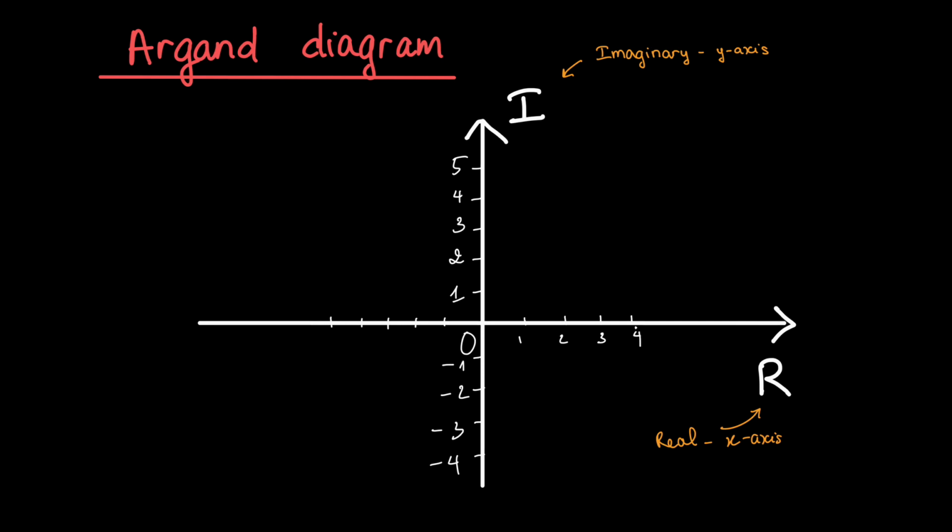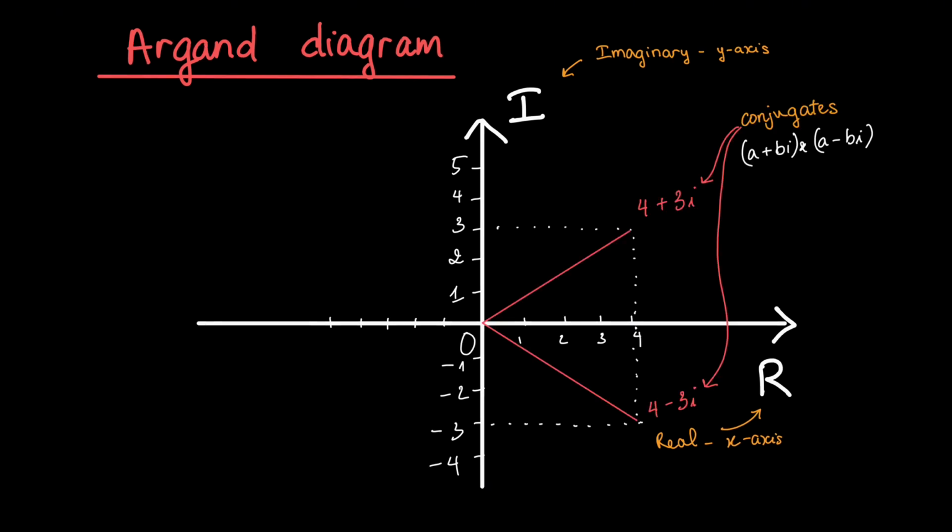And how are we going to present a complex number? First, you're going to need an Argand diagram. So basically, you just need to draw the traditional x and y axis, but instead of x and y, we're going to replace them with R and I. So R is the horizontal axis, which represents the real part, and I is the vertical axis, which represents the imaginary part. So let's take an example of 4 plus 3i.